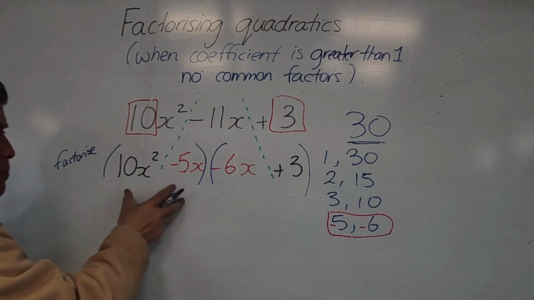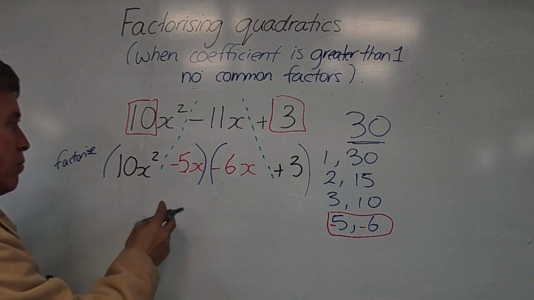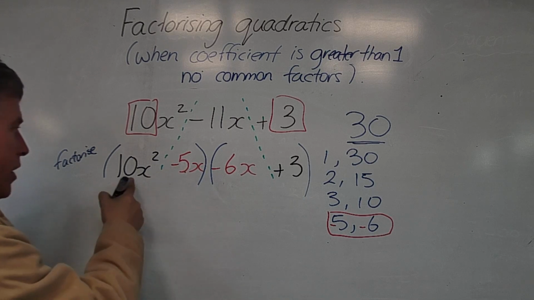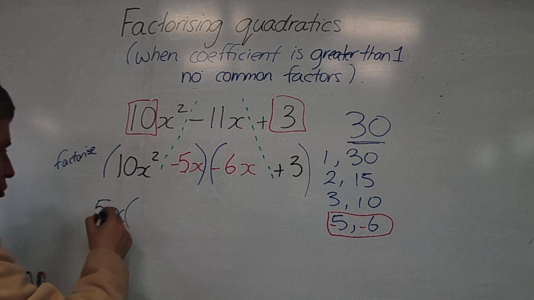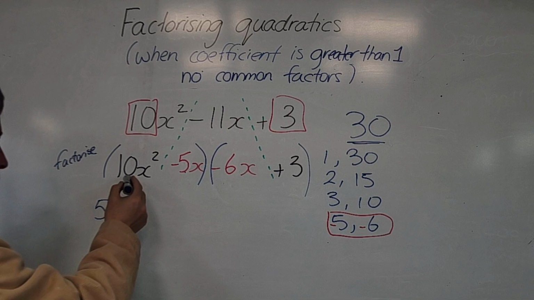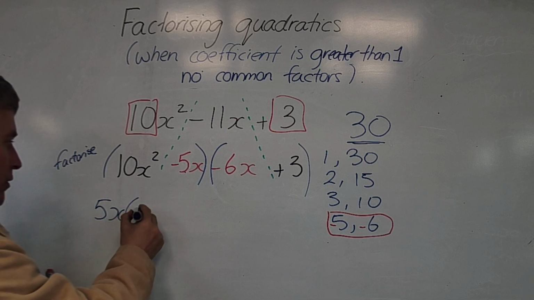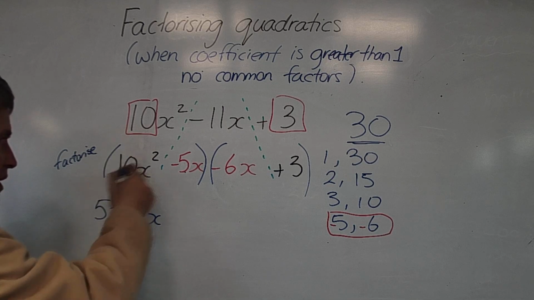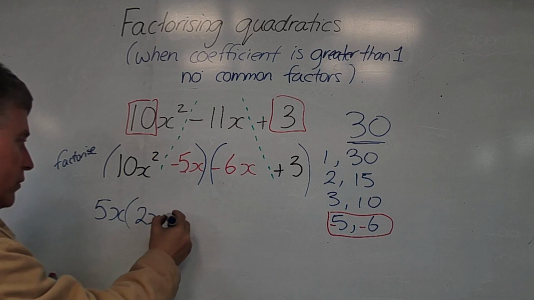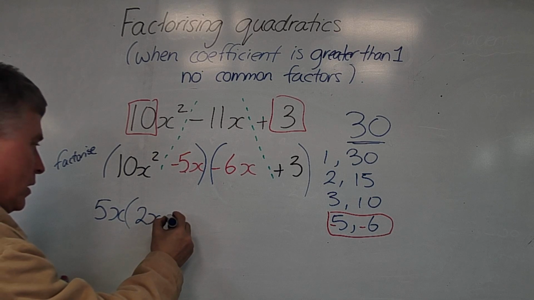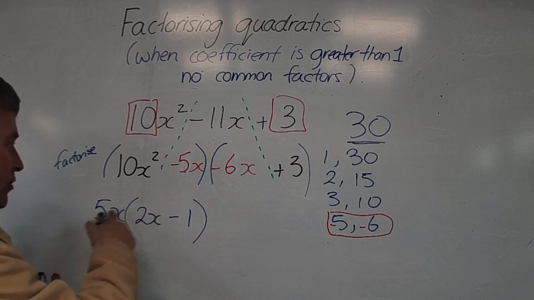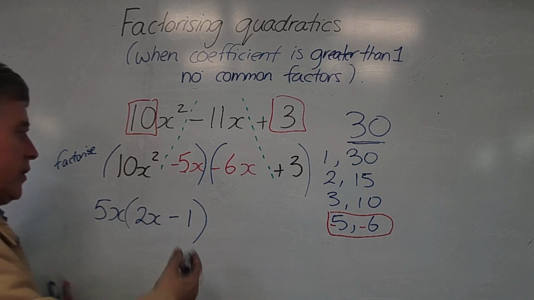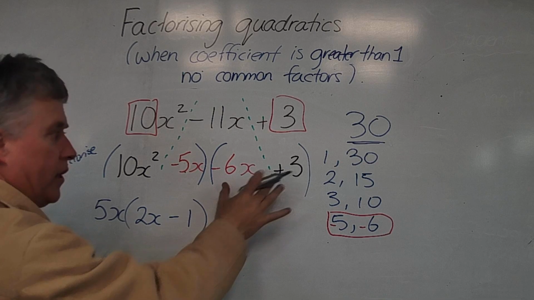So common factors would be 5 this time. 5x, there's 5x there. 2 times 5x, so 2x should give me 10x squared. Minus, and now we've got to be careful, minus 1. Yeah, minus 1. So minus 1 times that gives us that. That works, yep. Now we have to factorize this.